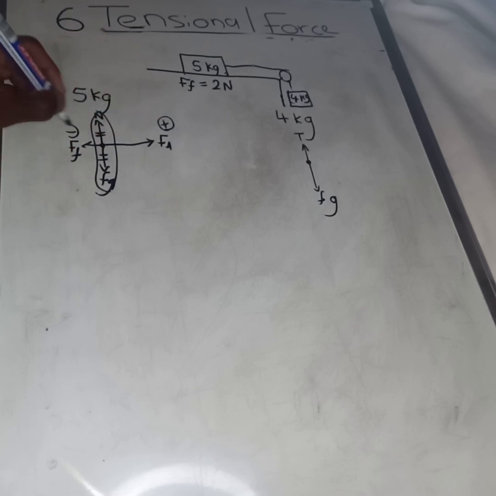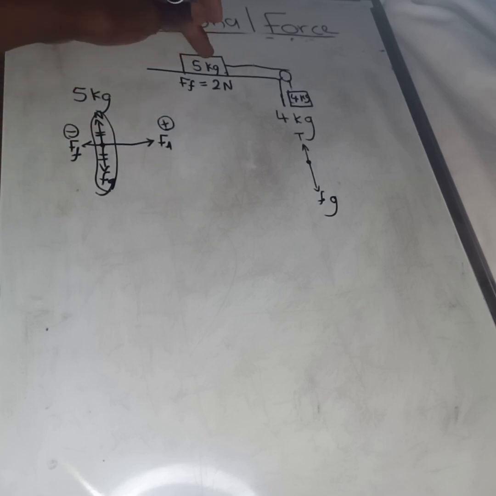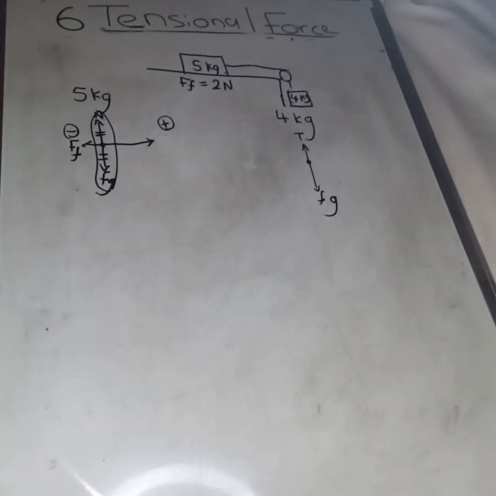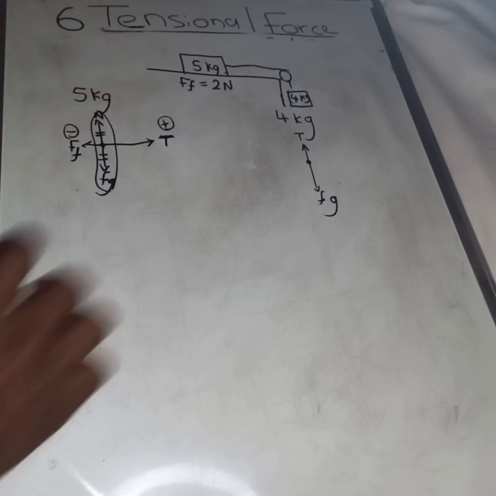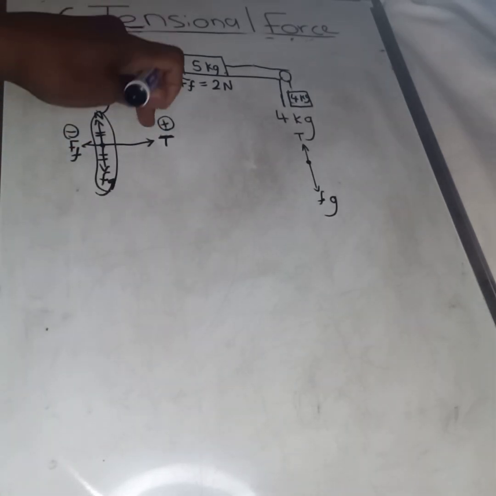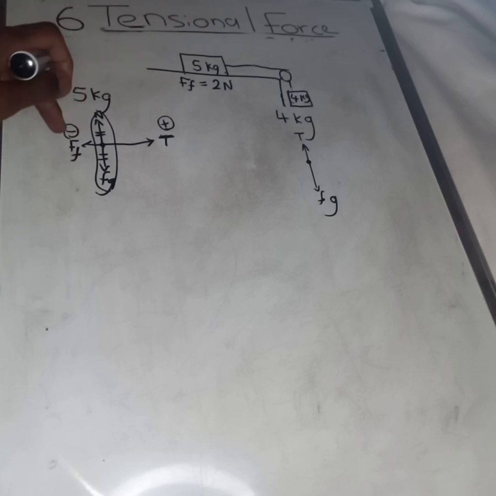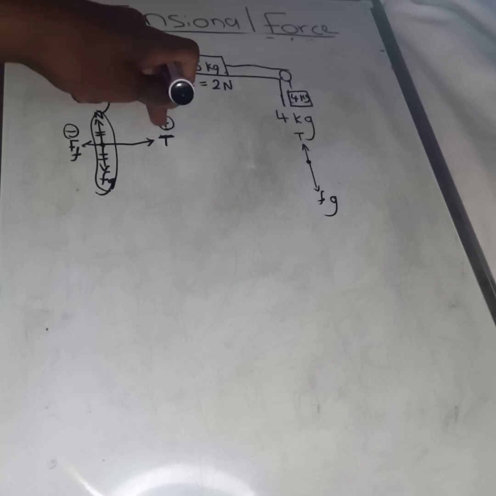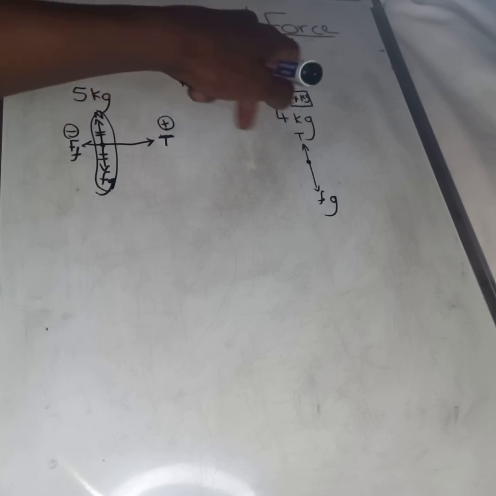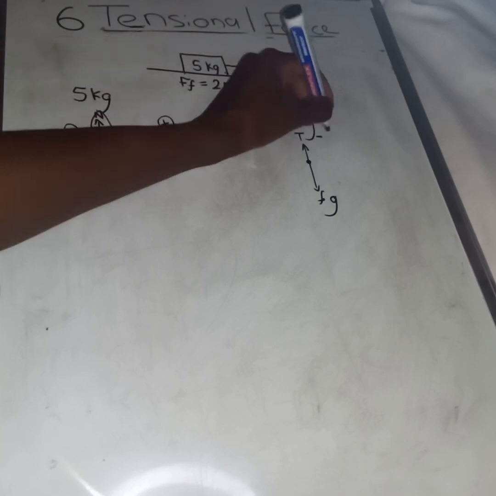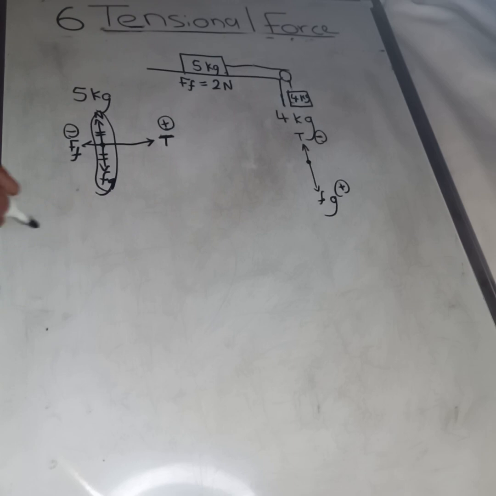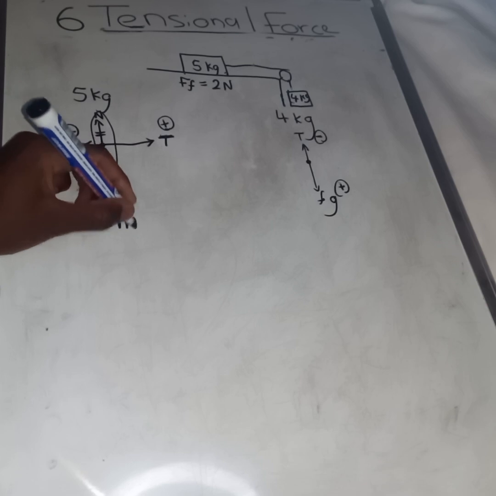Positive, negative. Sorry for making this mistake. It's tension, not F. So tension, positive direction, and frictional force, negative direction. If tension is positive on the 5 kg block, then tension will be negative on the 4 kg block. So if this side is negative, this side is going to be positive. So F net is equal to MA.